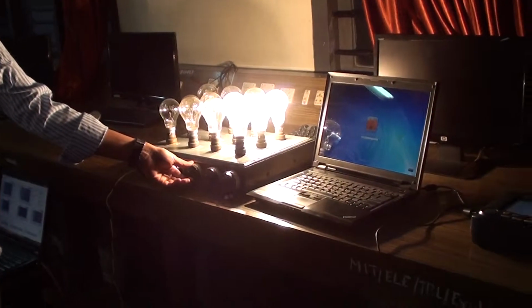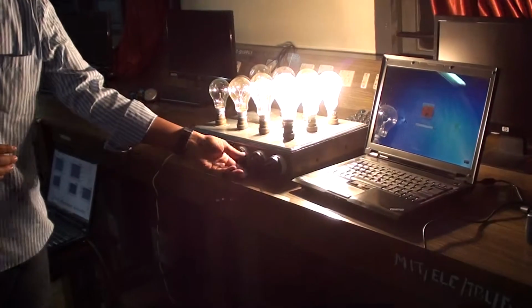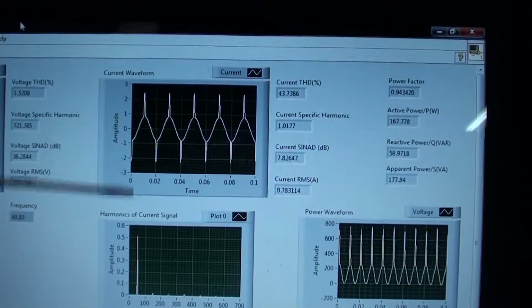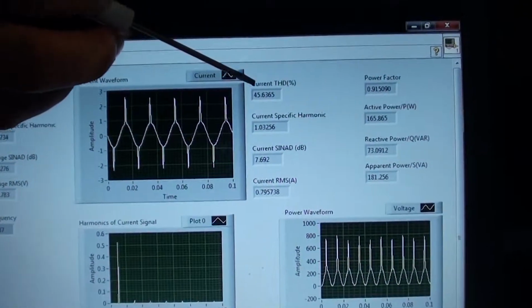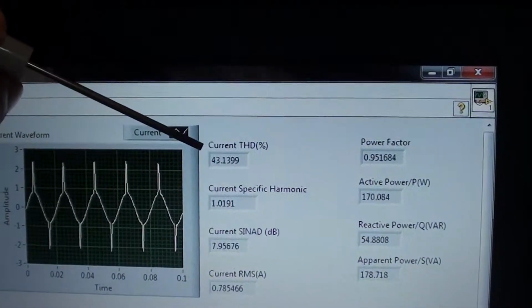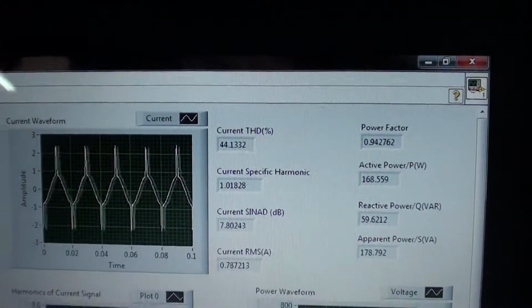I will switch off one of the bulbs. Now see what happens. Since we have removed 2 of the bulbs, there is a decrease in linearity. So non-linearity dominates that. As we can see here, the glitches have increased compared to the previous result, as well as the current THD. There is a shoot up in current THD from 17% to 43.3%.